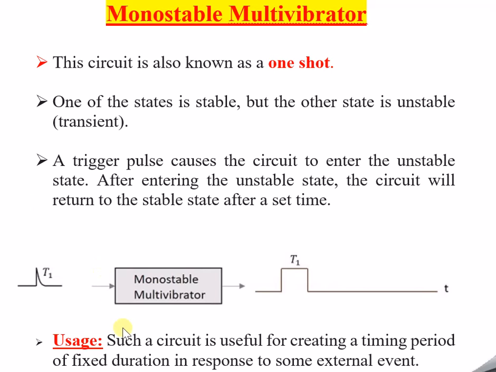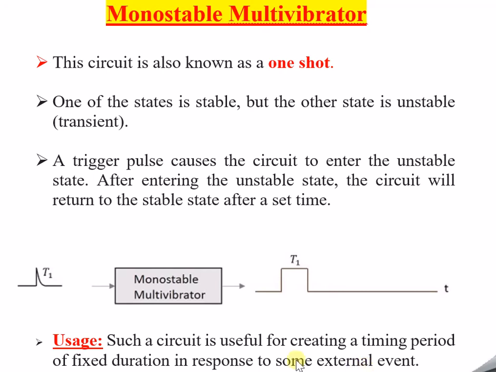So where are these monostable multivibrators used? The main usage of this multivibrator is creating a timing period of fixed duration in response to some external event. Suppose there is some external event which is going to occur. Let us say in microcontrollers, most of the time interrupts will be an external event, which has to occur. Regarding interrupts, if you want me to cover any session, please let me know. I will try to cover that session as well.